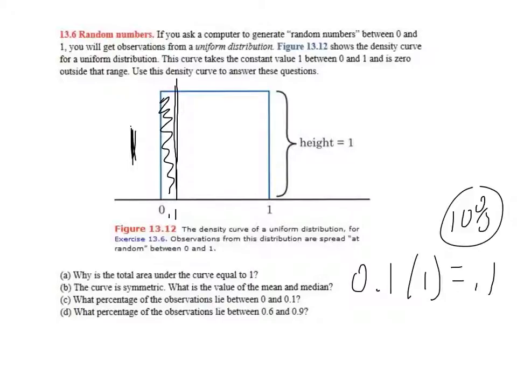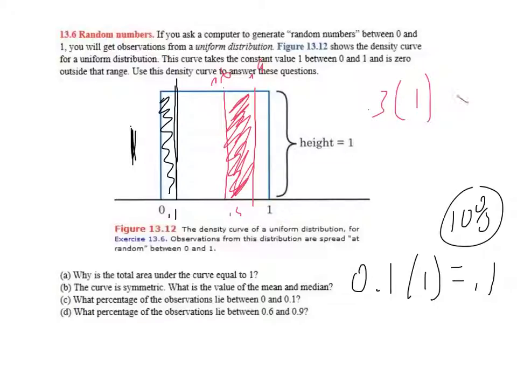And then what percent of the observations lie between 0.6 and 0.9? Well, 0.6 is about there, and 0.9 is about here, and we're looking for in between those. How wide is that rectangle? I think it's 0.3, right? And it's 1 high, so 0.3 times 1, and then we'll make it a percentage by multiplying by 100. So 30% of all those random numbers will fall between 0.6 and 0.9.